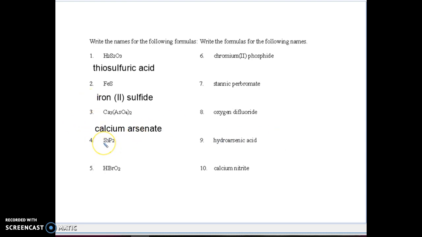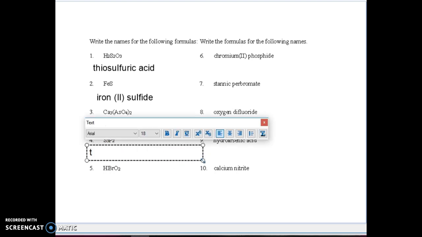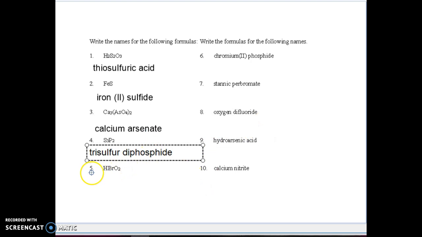All right, number 4, S3P2. S is a nonmetal. It's to the right of the stairs on the periodic table. P is also to the right of the stairs on the periodic table. I get to do the easy one. I get to use my prefixes. So trisulfur, no changing to the ending of the first element, diphosphide. So there is my name of that one.